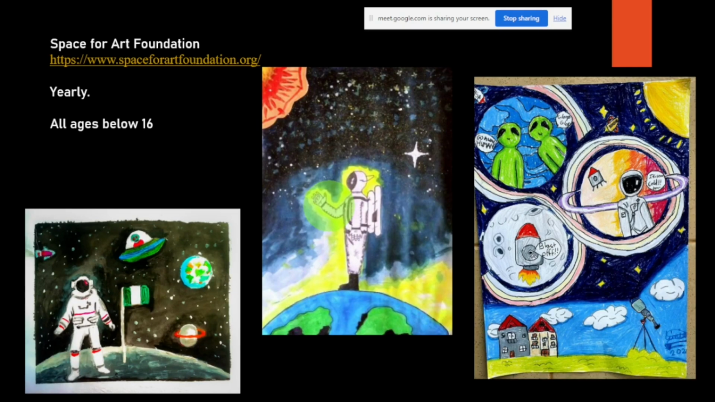Then we have Space for Art Foundation. Here we inspire little children in the primary schools, even in the secondary school. We tell them to draw anything they can imagine about space. Anything they can imagine about space in a white sheet of paper. So these are some of the artwork we have collected in the past.